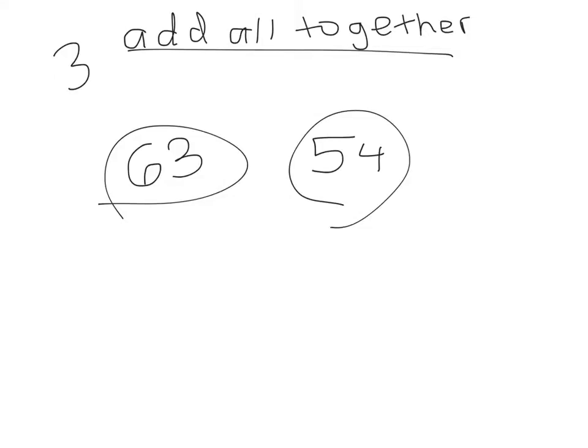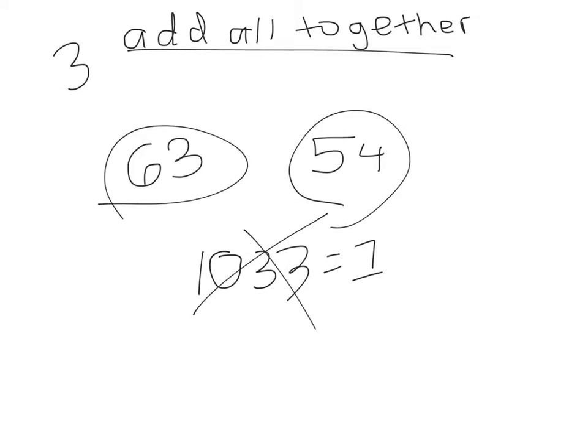How about we try 1033? And that's a big number. Looking at that, I would have no idea. But I'm just going to add. 1 plus 0 is 1. 1 plus 3 is 4. 4 plus 3 is 7. Is 7 divisible by 3? It's not. So that means this is not divisible by 3. So that's how we check for if it's divisible by 3.